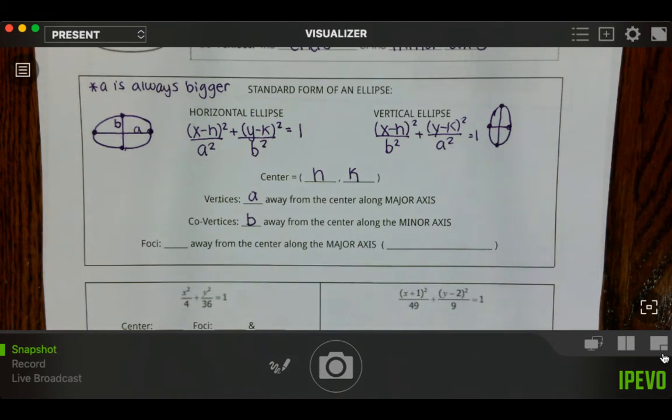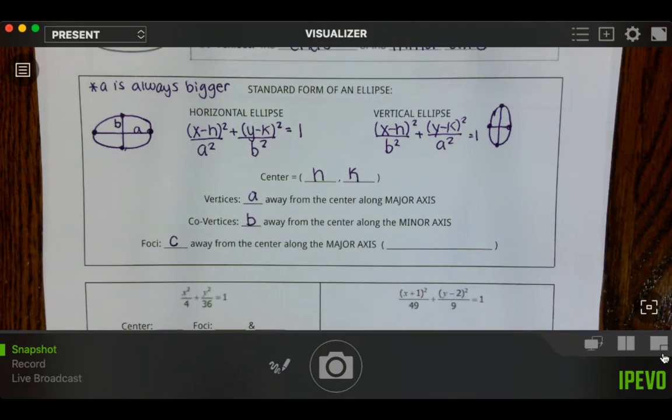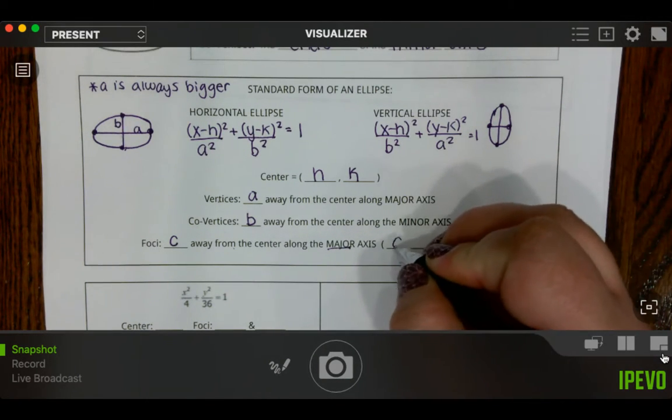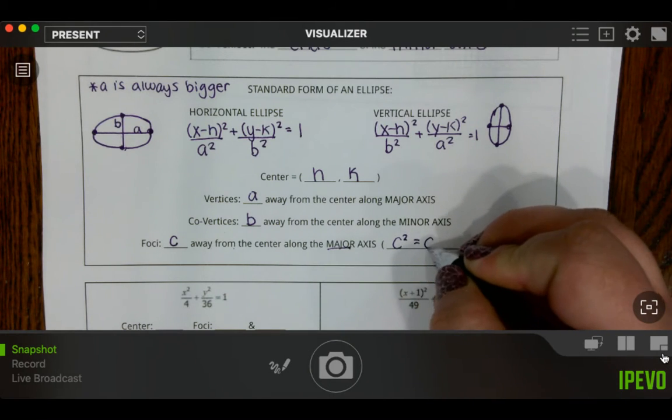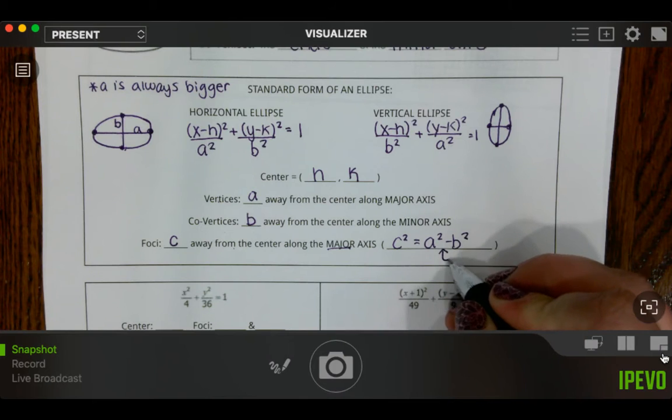And then there are these 2 points called the foci. And the foci are C units away. I'm just kind of going alphabetically A, B, C. They are C units away from the center, but they have to also be along the major axis. And there is a formula to find it. It's almost like the Pythagorean theorem, but you subtract instead of add.